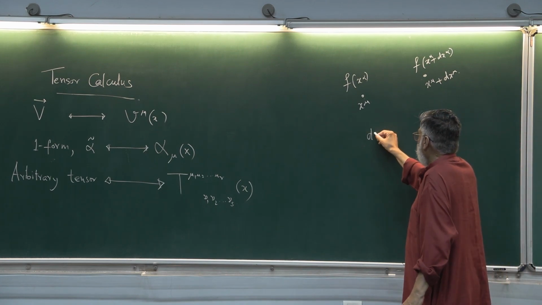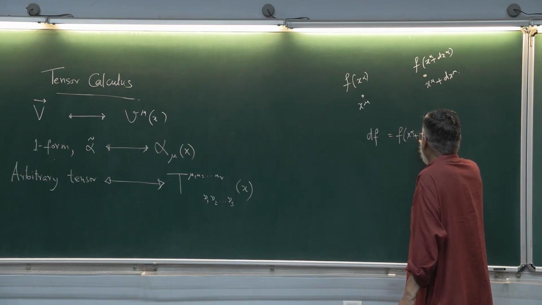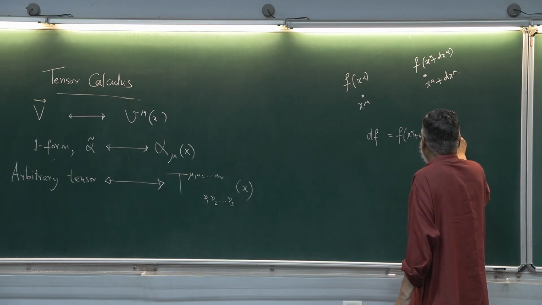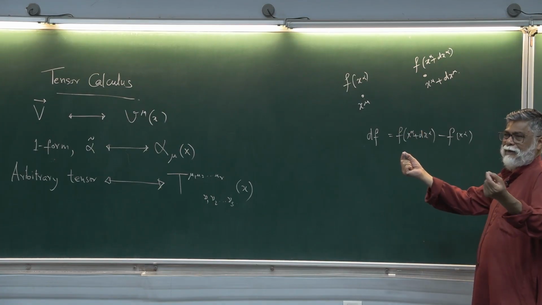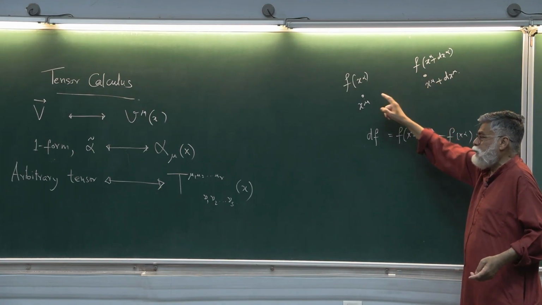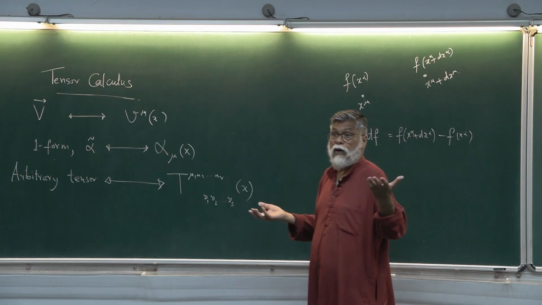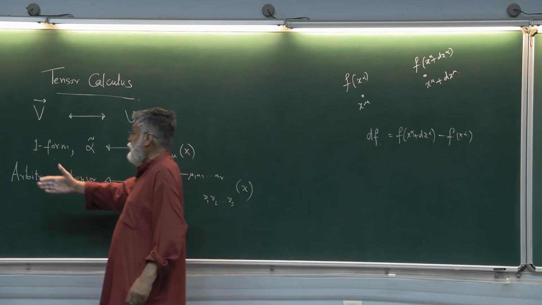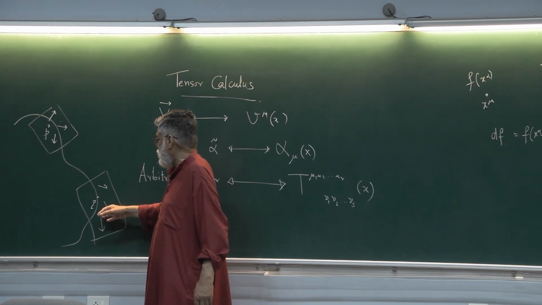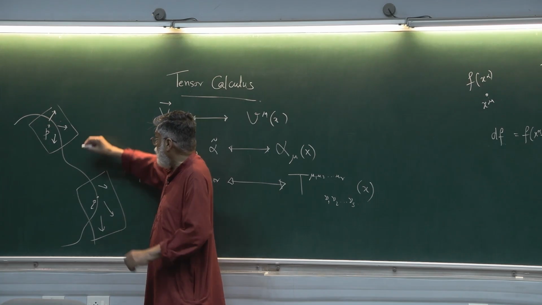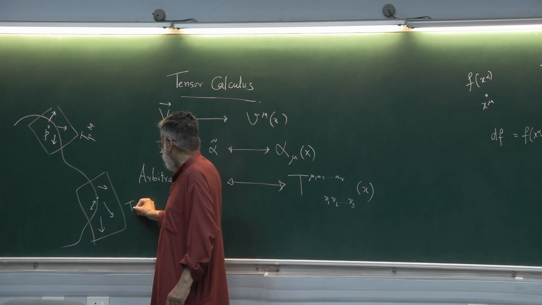So df, by definition, what is df? df is f of x alpha plus dx alpha minus f of x. There is no problem in comparing a scalar field because it's a number. You take the number here, from that you subtract the number here, you get a df. But for vectors I can't do it because I haven't told you how to compare the vector on the tangent space at point P and the vector belonging to the tangent space at point Q. Remember, this belongs to TP M and this belongs to TQ M.